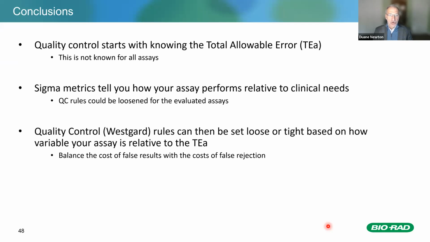And quality control or Westgard rules can be set loose or tight based on how variable your assay is relative to the TEA. And Unity, I hope I've shown you, Unity Westgard Advisor can help you with that process as a tool. But regardless of whether you use Unity, I feel like you have to have a robust mechanism to calculate these statistics and assess the performance of your assay. And ultimately, it's a balance of the cost of false results with the cost of false rejection. And so finding that sweet spot in error detection and false rejection is really important.